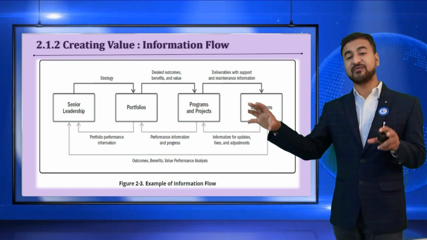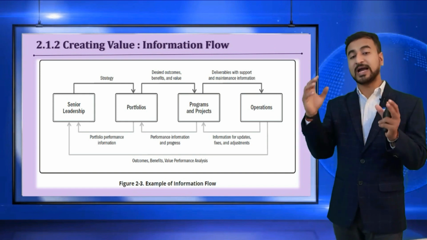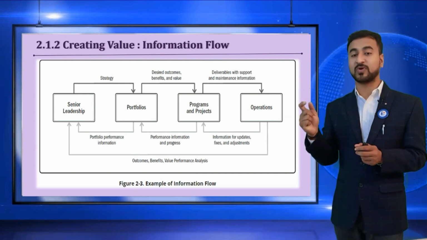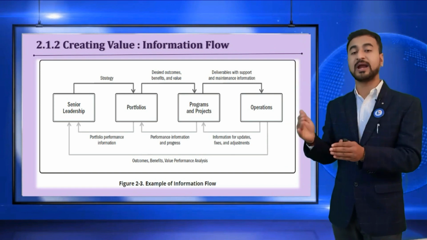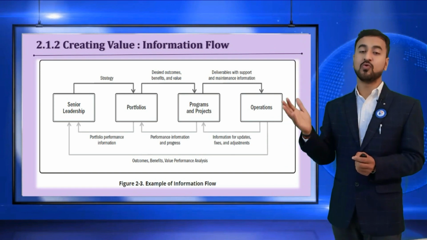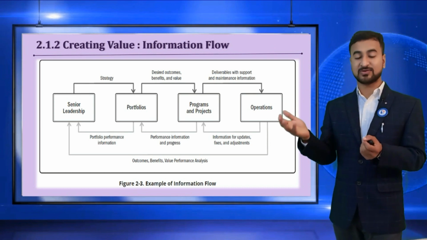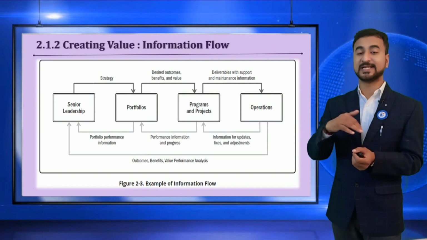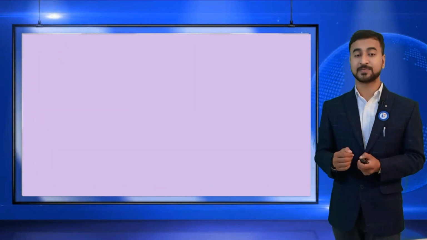So ultimately this information flow is required to understand and highlight how our projects or programs link with the organization's objective. And if it's not aligned with the organization's objective, there is no need to waste the organization's resources. So we need to understand how the information flows, and this is very well explained over here.